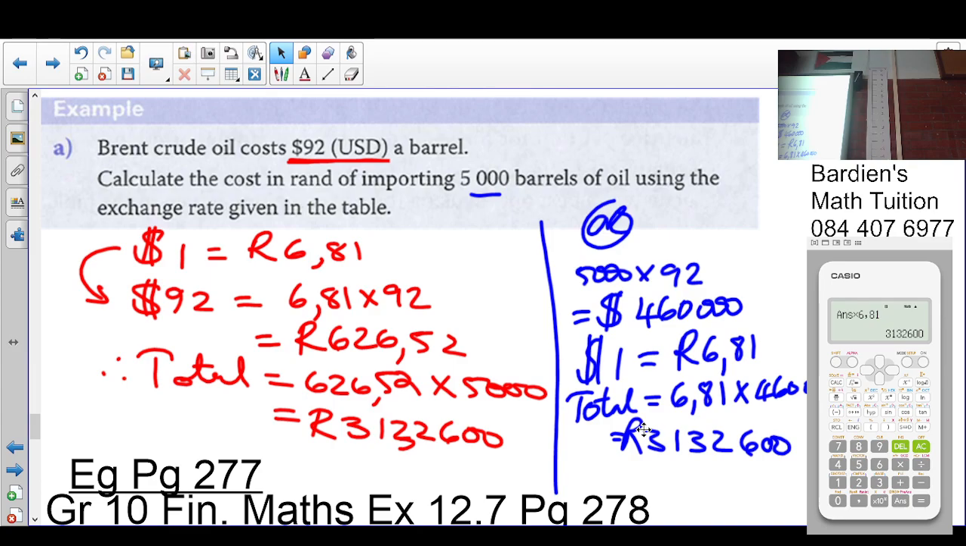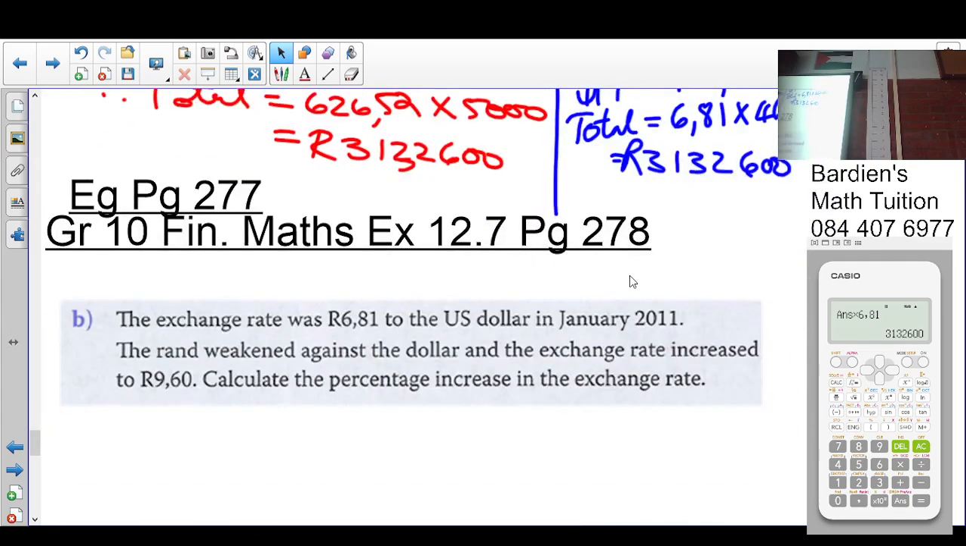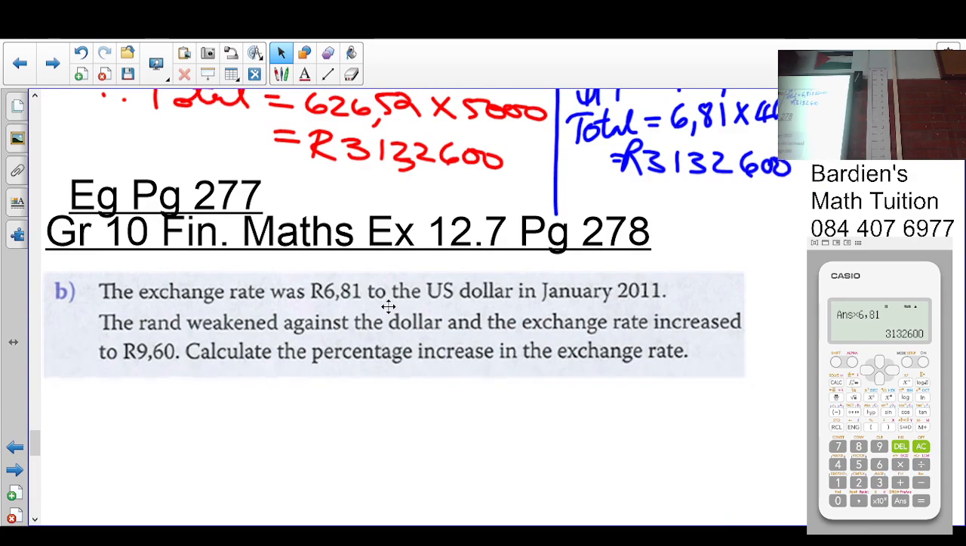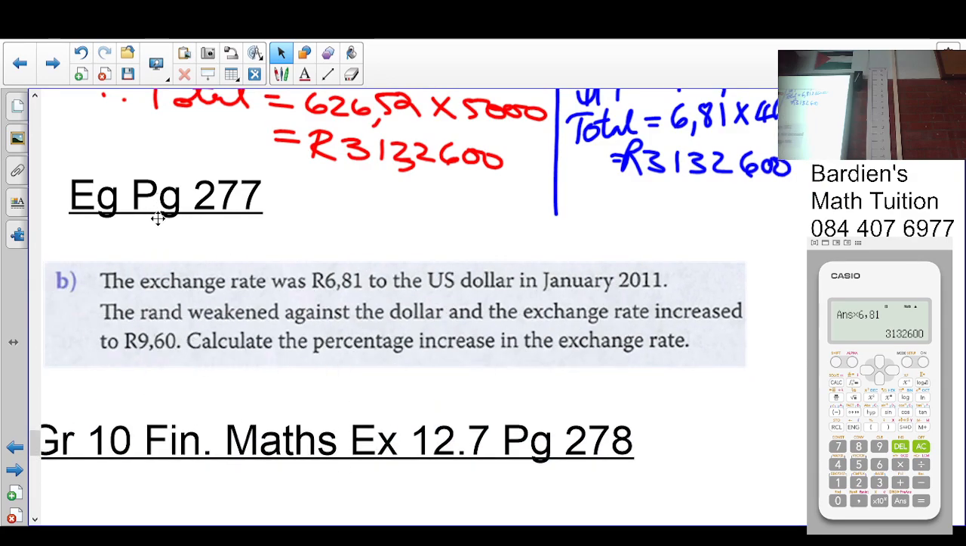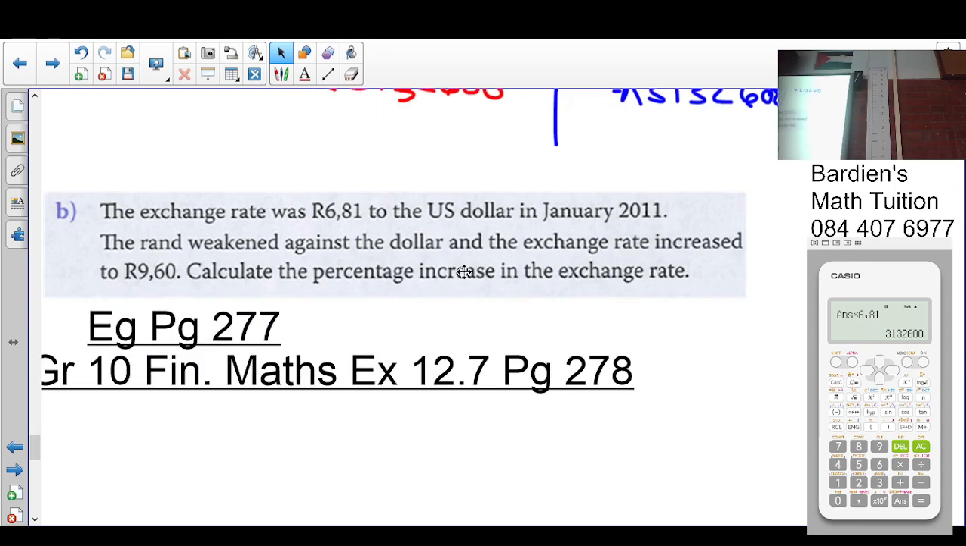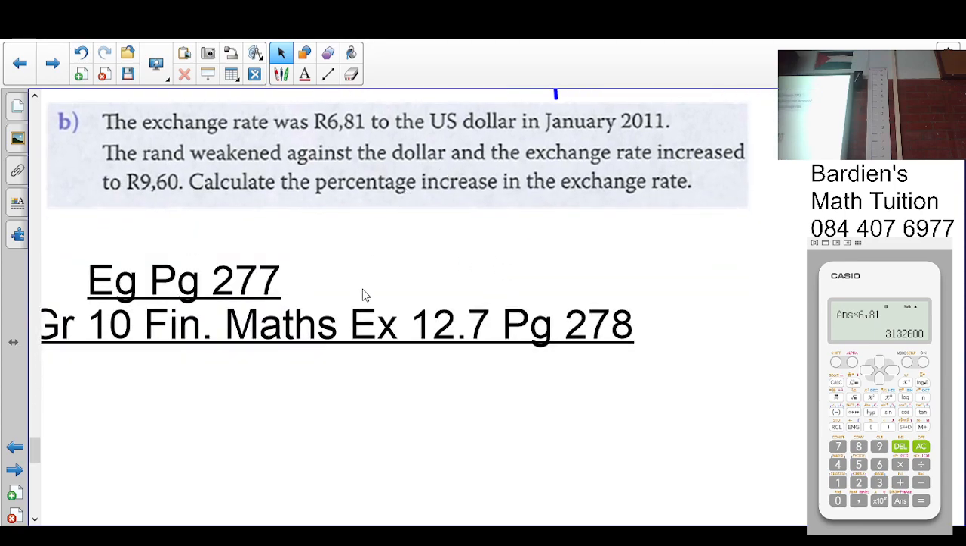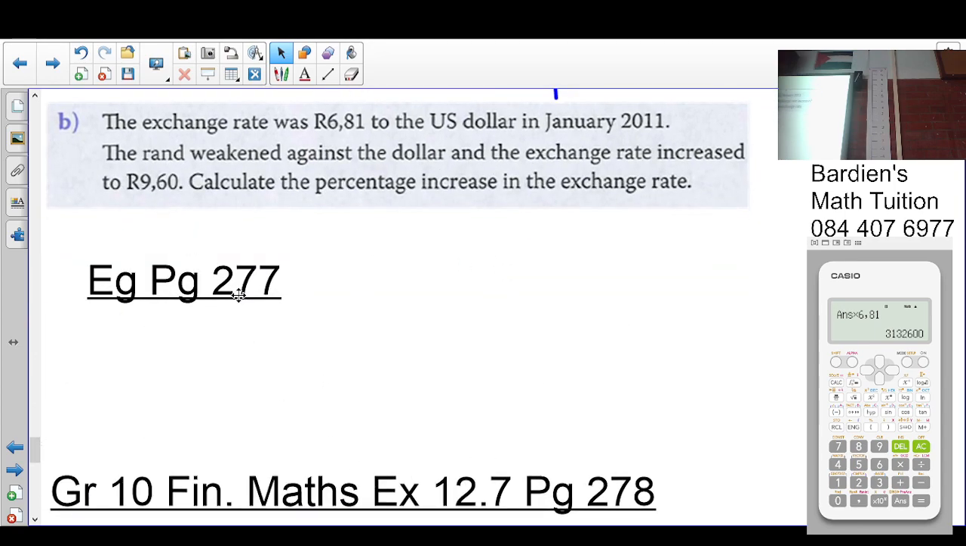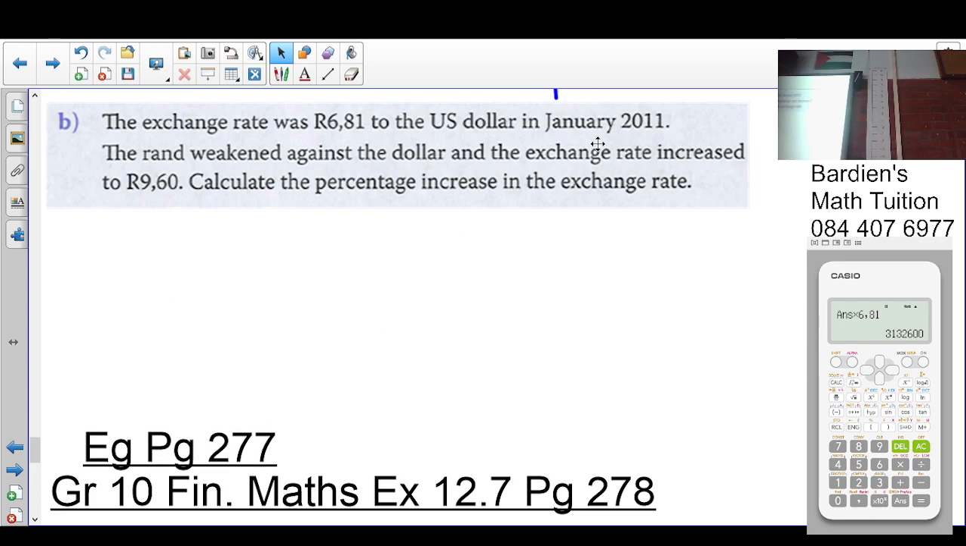Any confusion here? You say I'm not moving too fast. So in B, we are told that the exchange rate was 6 rand and 81 cents to the US dollar in January. The rand weakened against the dollar and the exchange rate increased to 9 rand 60. Calculate the percentage increase in the exchange rate.